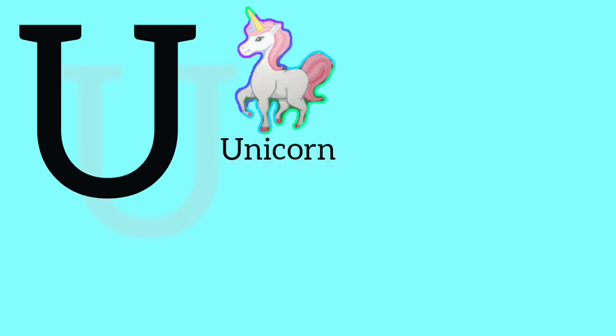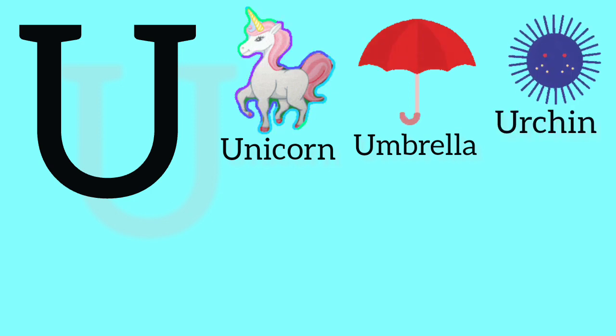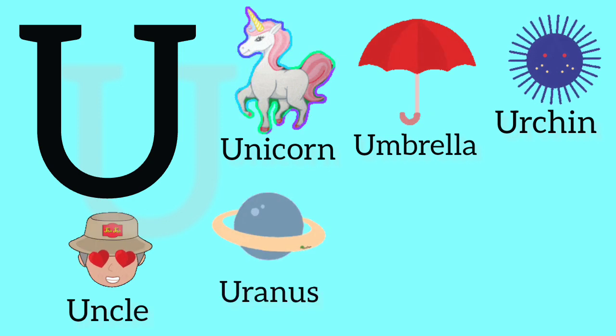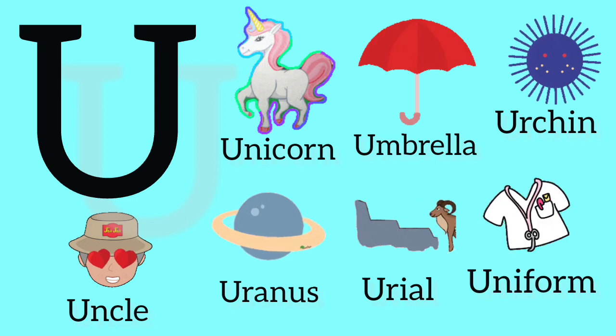U. U is for unicorn. U is for umbrella. U is for urchin. U is for uncle. U is for Ernest. U is for Uriel. U is for uniform.